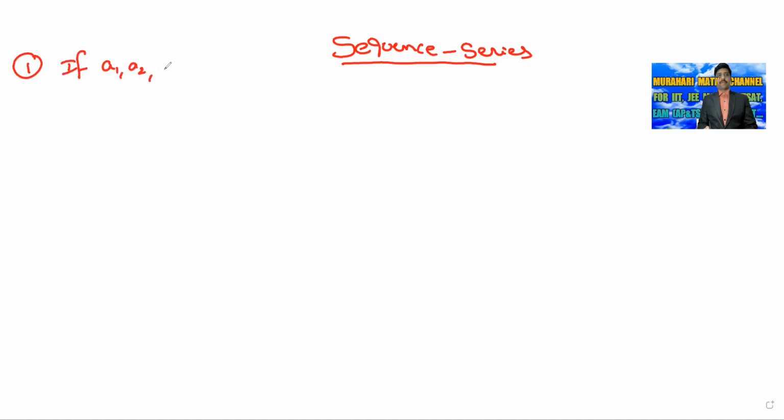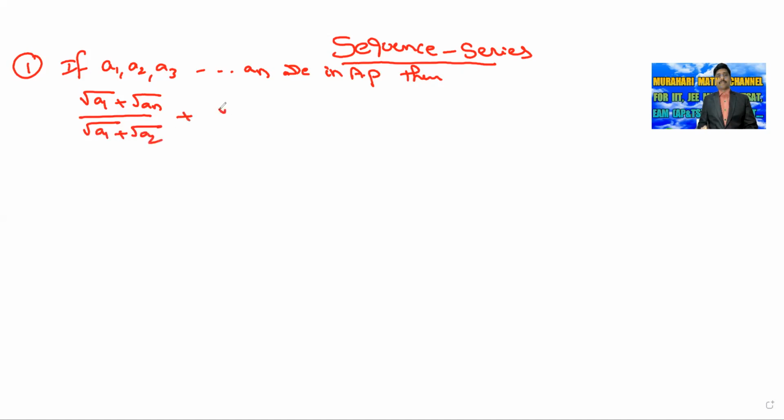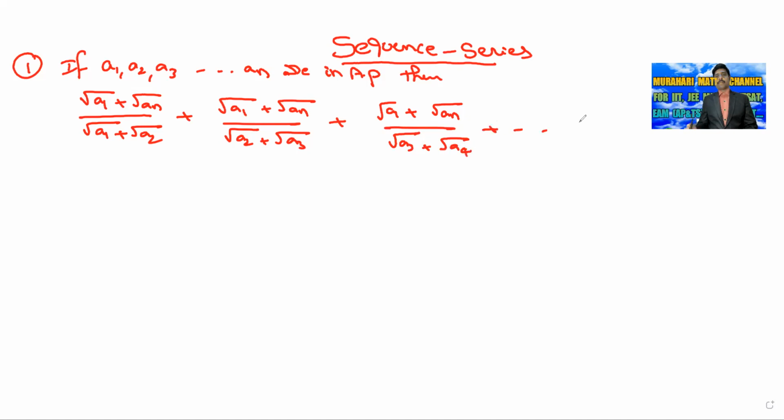If A1, A2, A3 and so on An are in AP, arithmetic progression, then we have to find (√A1 + √An)/(√A1 + √A2) + (√A1 + √An)/(√A2 + √A3) + (√A1 + √An)/(√A3 + √A4) and so on, up to (√A1 + √An)/(√An-1 + √An). Okay.